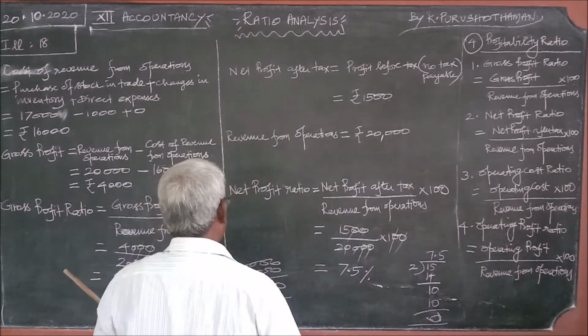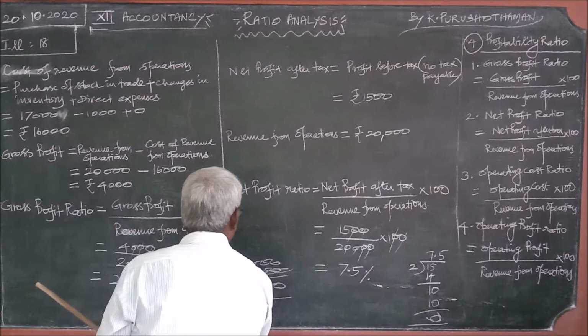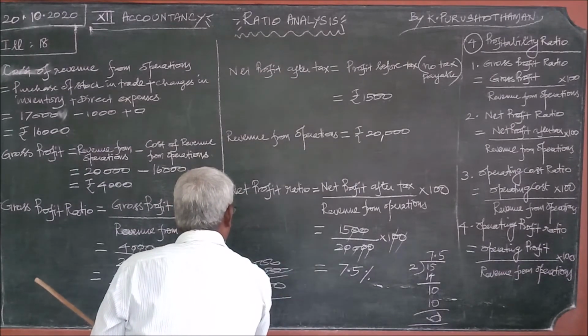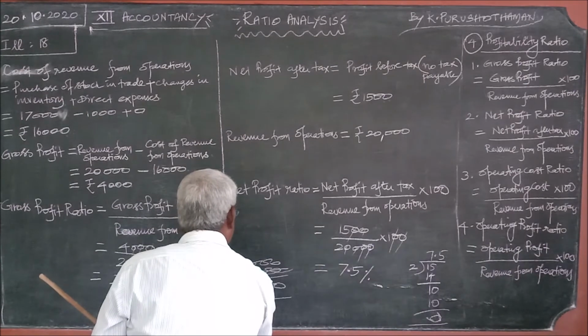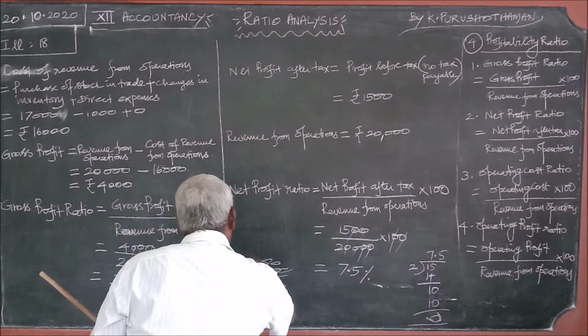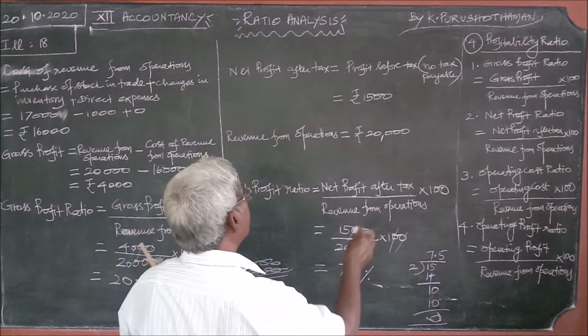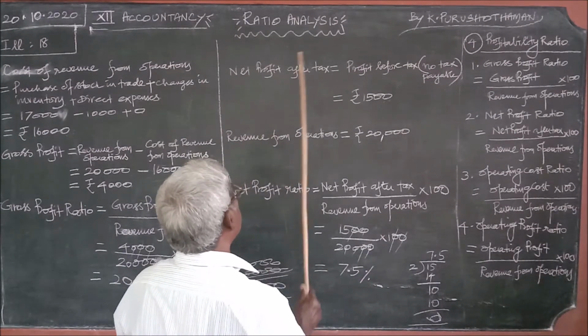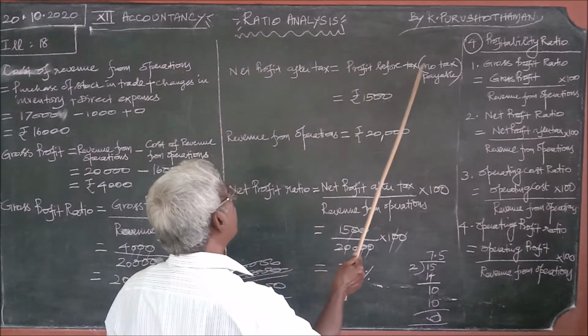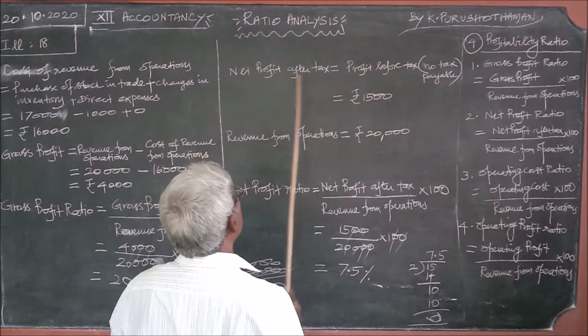But in this problem, no tax is given. So this is the profit before tax. Therefore, the same 20,000 will be after tax. That is why net profit after tax is equal to profit before tax. This is equal in the problem.